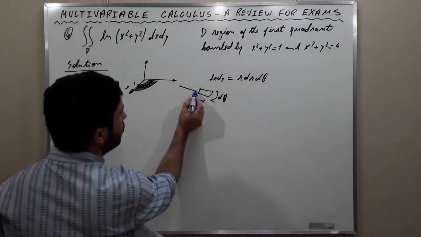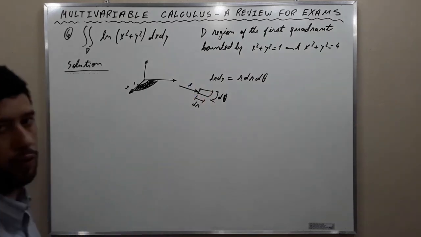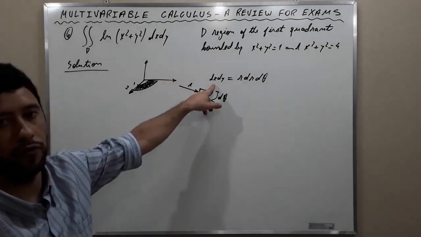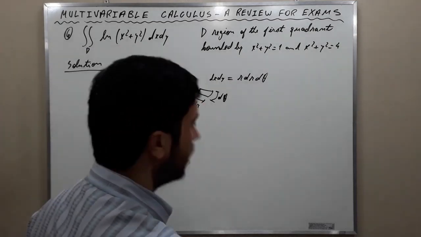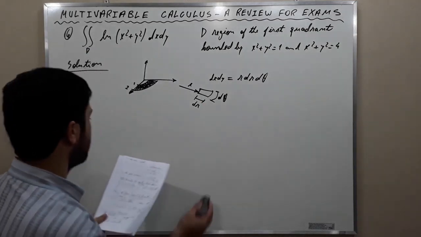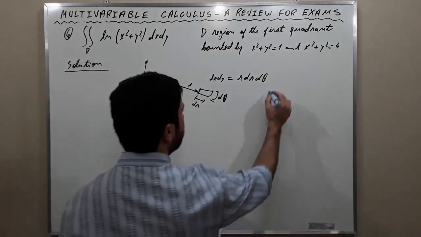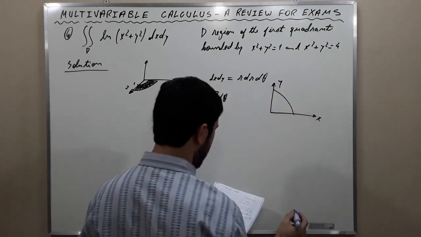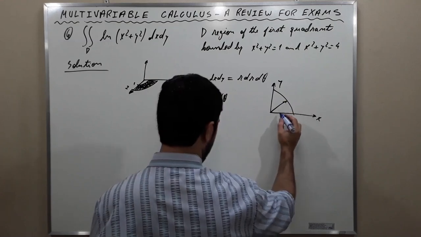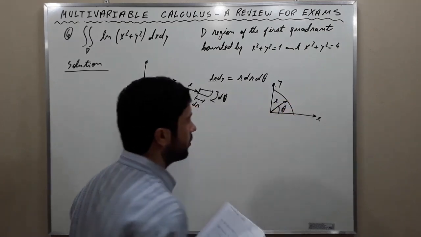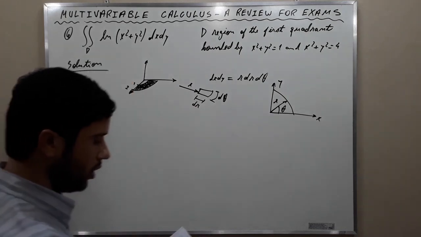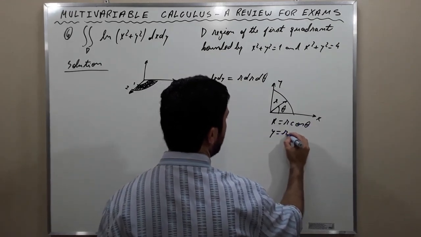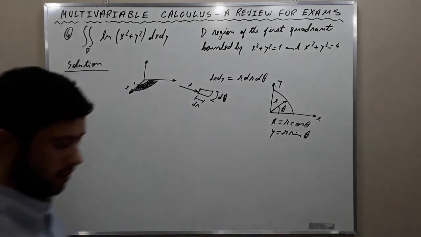And to locate this, we need a radius. So it is going to be r dr d theta in the place of dx dy, okay? And so this is how we are going to integrate this. We need to understand the relationship between x and y with r and theta. We know that x is equal to r times the cosine of theta, and y is equal to r times the sine of theta. All right?